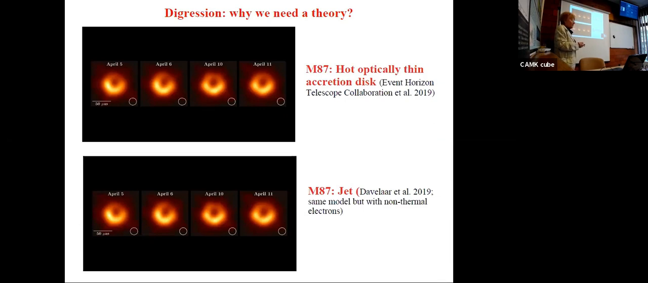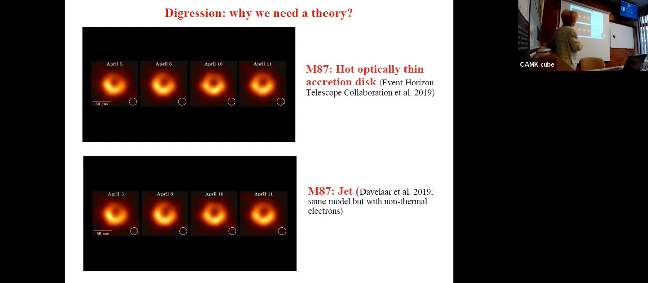And then I will talk a lot about theory. So it will be a mixture, like going to theory, back to observation, and to theory and to observation. And why I will be doing that. This is a very good example. So if we compare two papers, those are famous papers on observations of M87, the first paper describes what we see on those images, you probably saw them before, right? It's a hot optically thin accretion disk. And this paper explains that what we see is a jet.